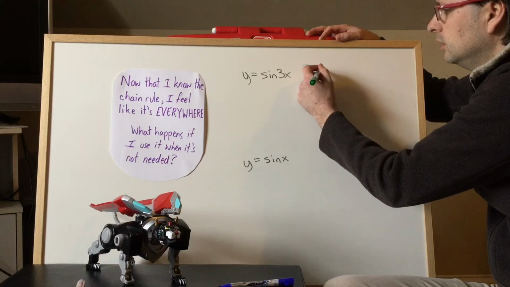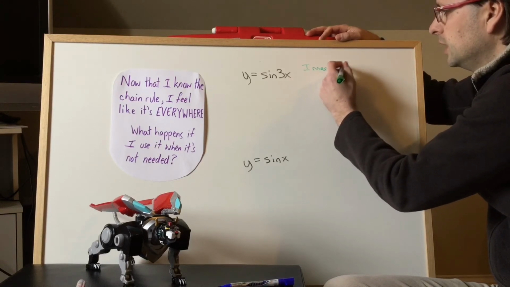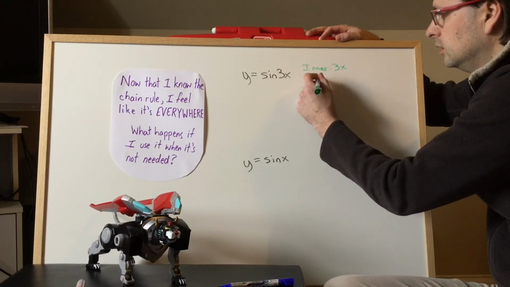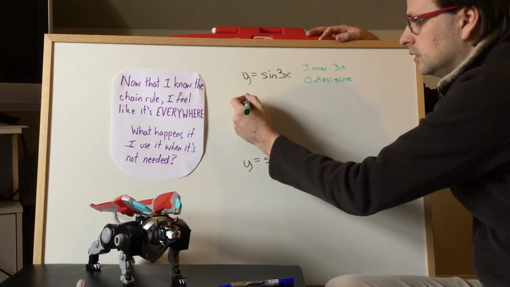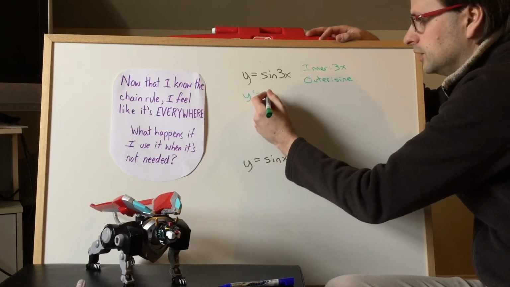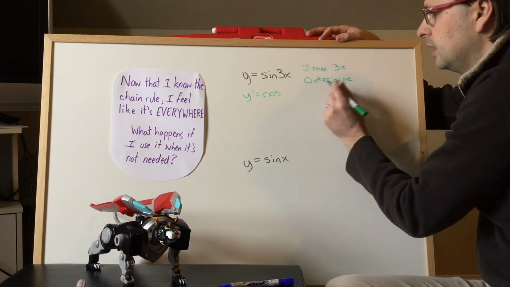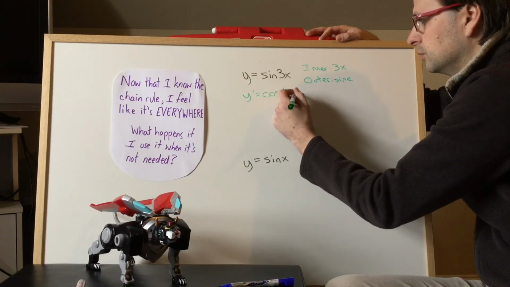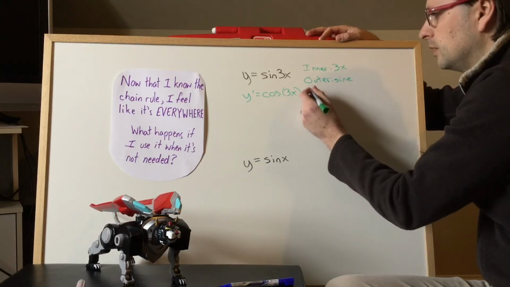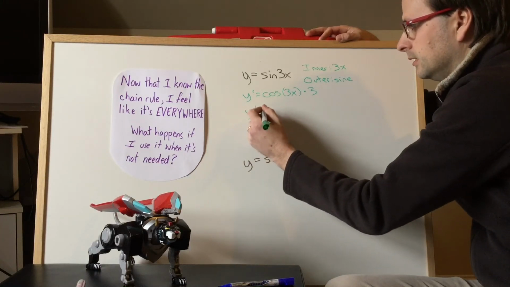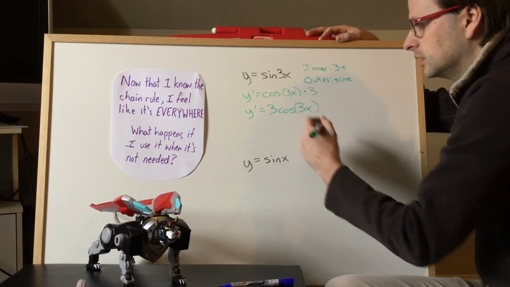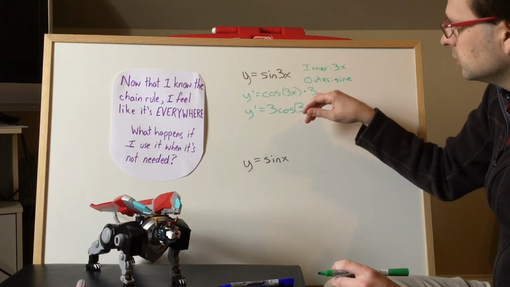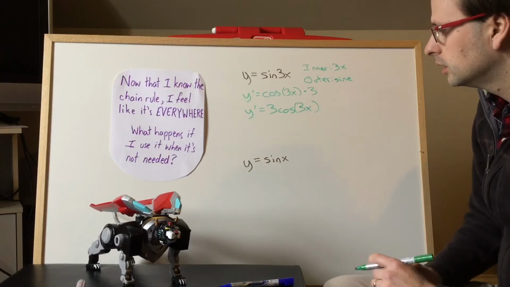Here I'd have an inner of 3x and an outer of sine. My derivative is therefore going to be, deal with the outer of sine, so it'll be cosine of 3x times the derivative of the inner. So the answer here should be 3 cos 3x, and we did this question already today. You can see if you missed this 3, then your answer would be wrong.